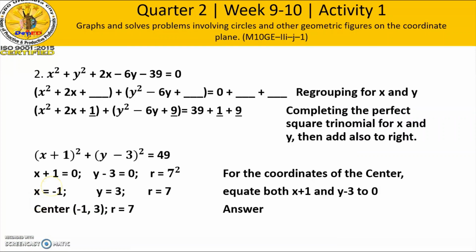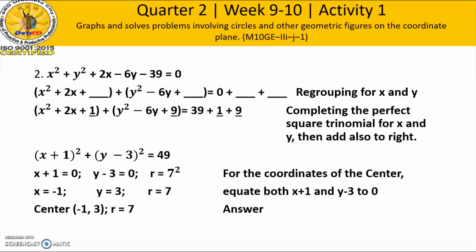Number 2. A circle with equation x squared plus y squared plus 2x minus 6y minus 39 equals 0. Again, we must regroup the similar terms with similar variables. First, we have the quantity x squared plus 2x for the x variable and y squared minus 6y for the y variable equals 0.